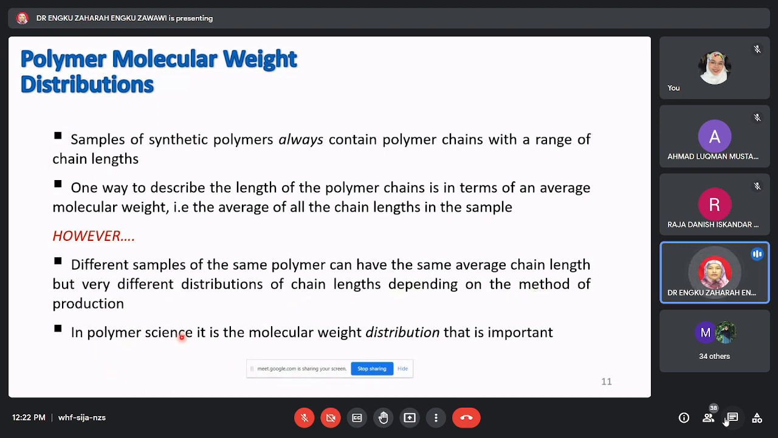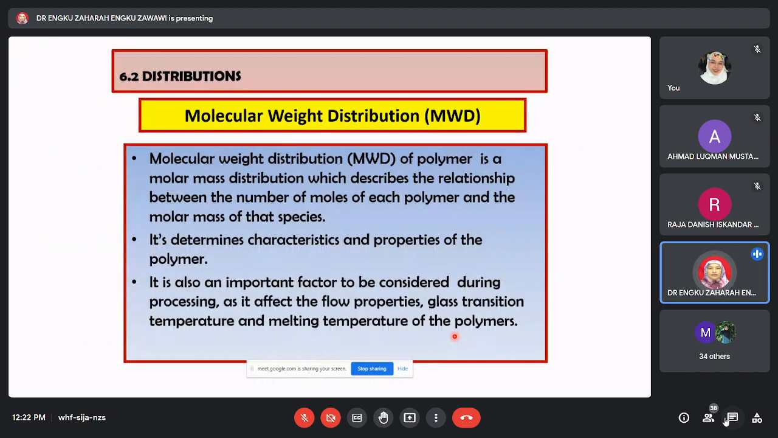In polymer science, the molecular weight distribution is very important. Molecular weight distribution, MWD, is a molar mass distribution which describes the relationship between the number of moles of each polymer and the molar mass of that species.